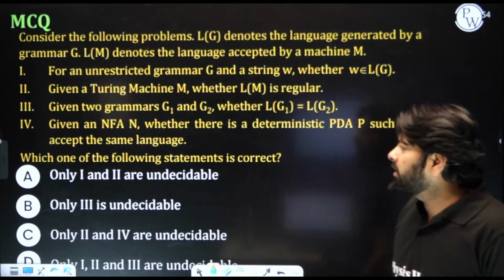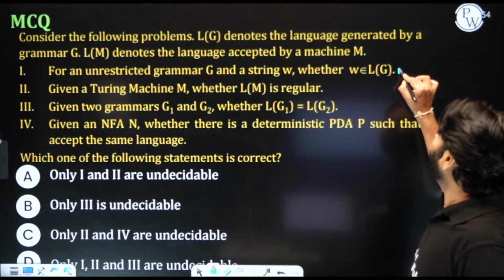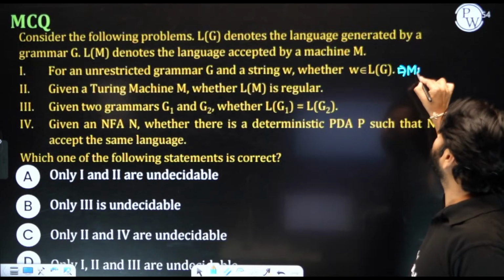The first one is a membership problem. Membership for Turing machine.